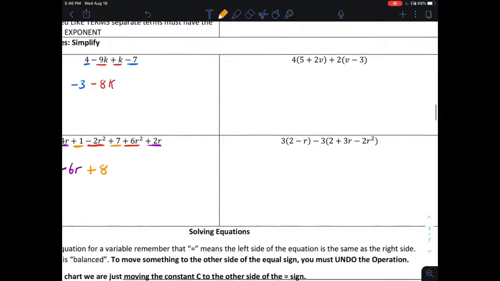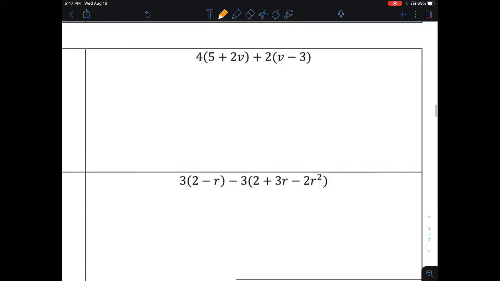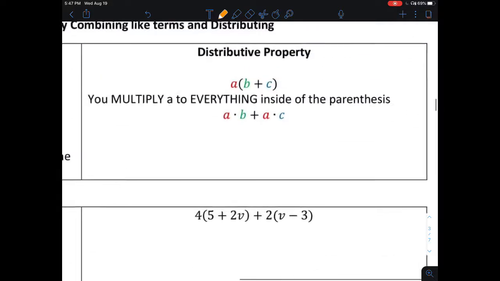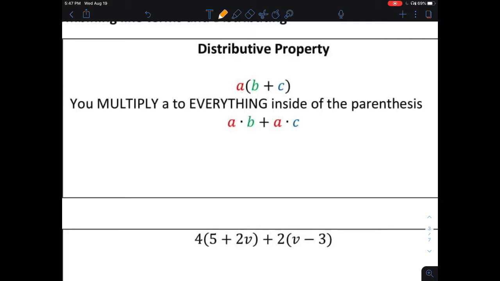Say I have problems like I have over here on the right-hand side, where everything's not already spread out for me, and I actually have to expand the problem before I can combine like terms. In order to do these kinds of problems, you're going to have to use the distributive property. Well, the distributive property, basically, if I have a problem where I have something on the outside of the parentheses and an expression on the inside, in this case, b plus c, I have to take what's on the outside and multiply it to everything on the inside of the parentheses.